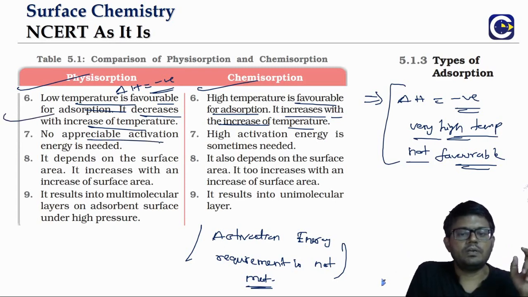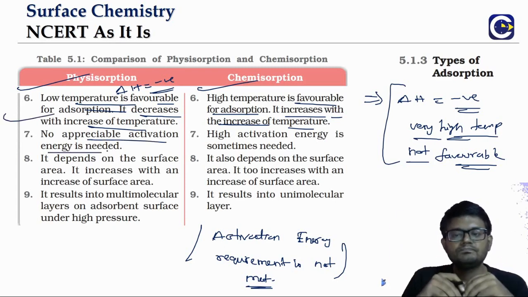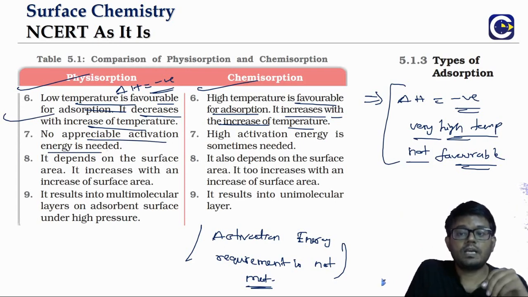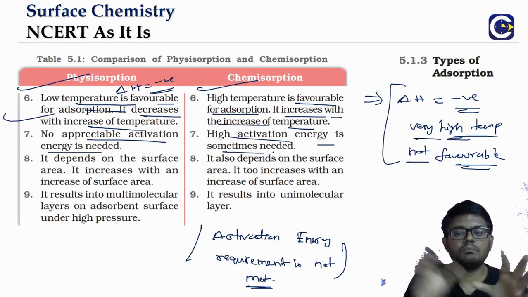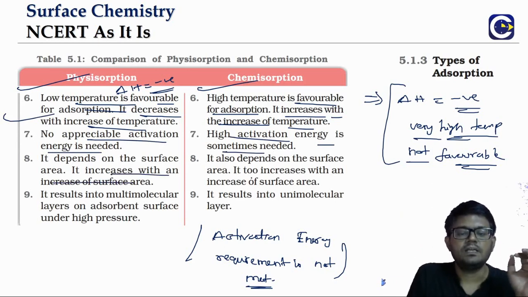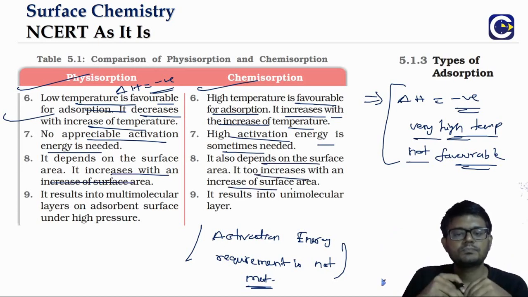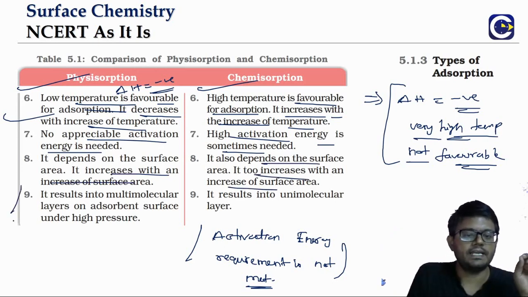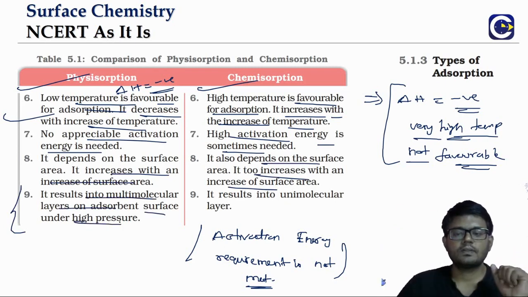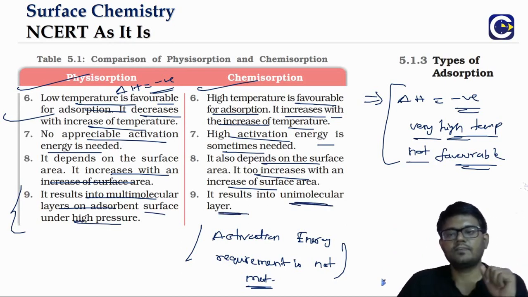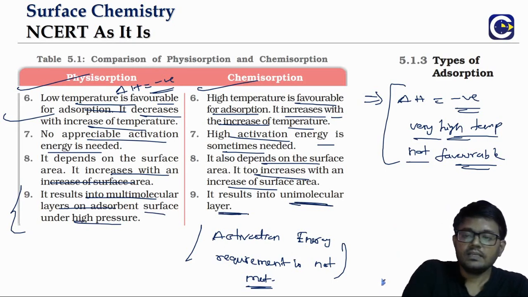Physical adsorption, we don't need any activation energy. Chemical adsorption will require high activation energy. Surface area, both same. If you increase surface area, adsorption will increase, both chemical adsorption as well as physical adsorption. This is the point I said, right? Physical adsorption results in what? Multi-layer. Chemical adsorption is what? Uni-layer, single layer phenomenon. Okay, so these are the differences between physical adsorption and chemical adsorption.